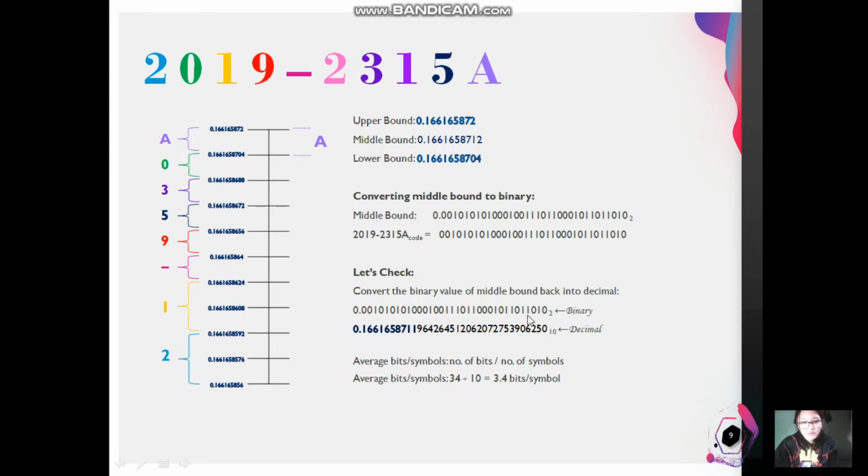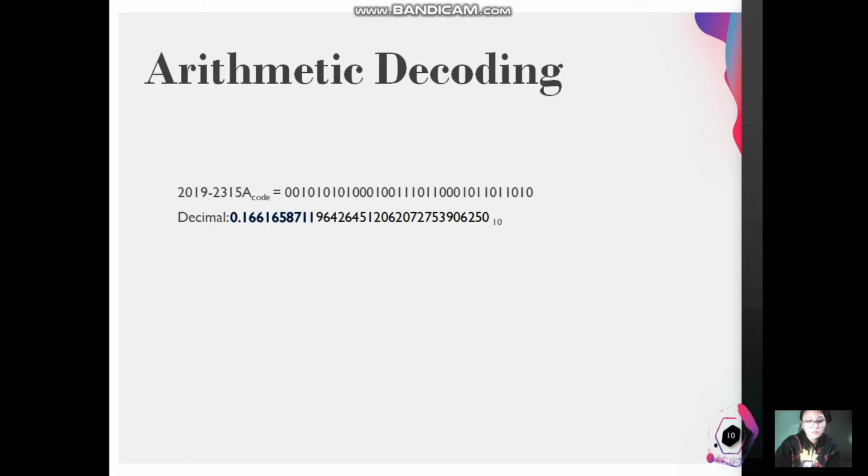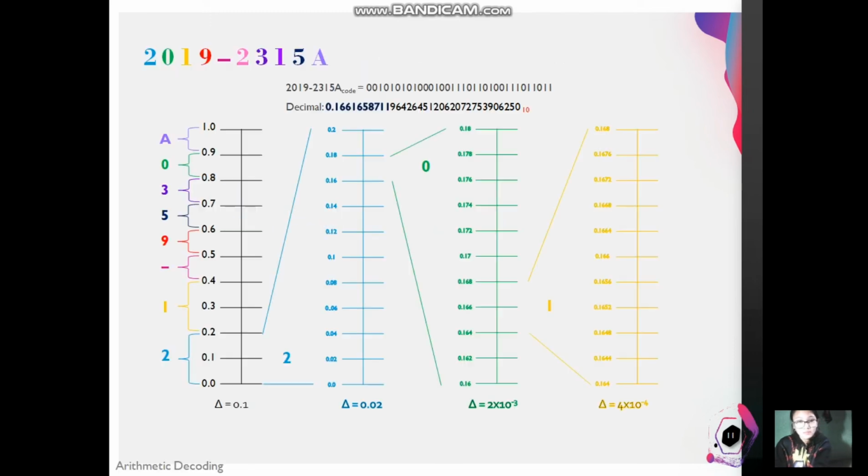Now we have the average bits per symbol. It is given by the number of bits over the number of symbols. So 34 divided by 10, we have 3.4 bits per symbol. Now we have finished encoding. Let's start decoding. Decoding is just simply finding the location of your decimal value in the plot.